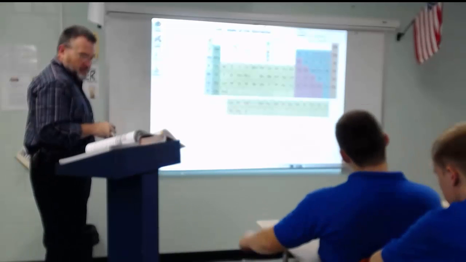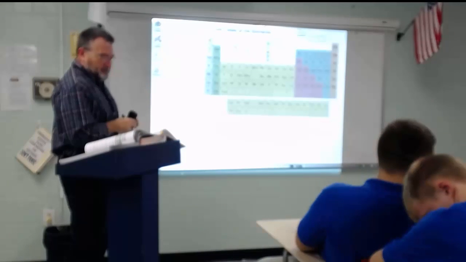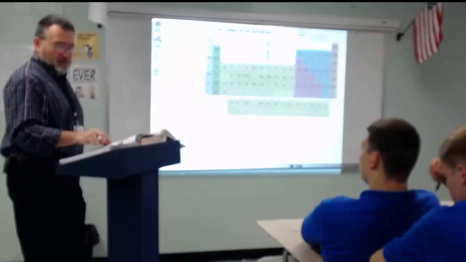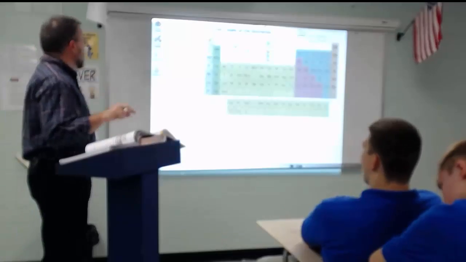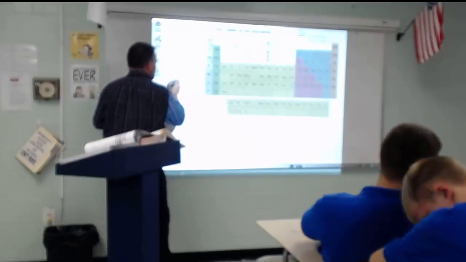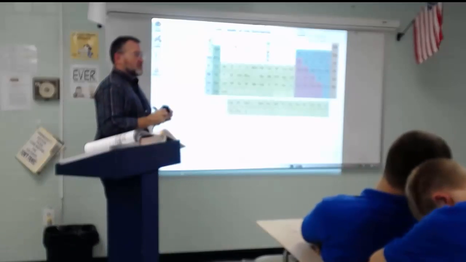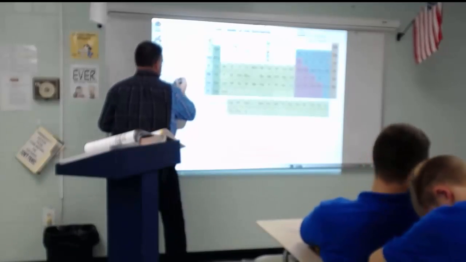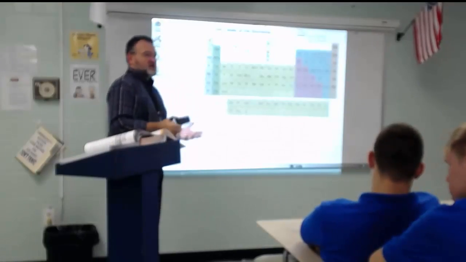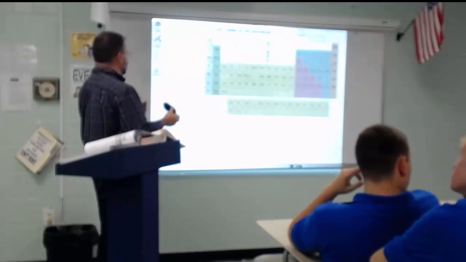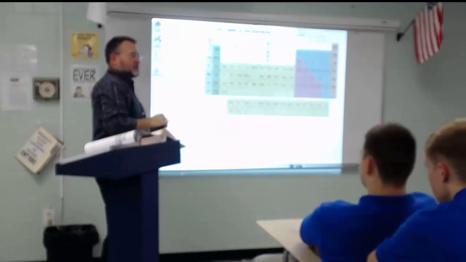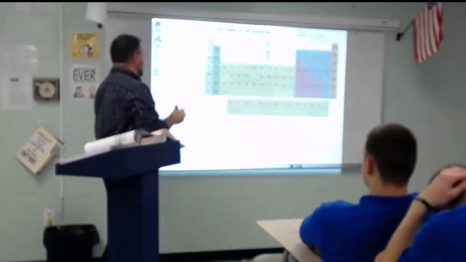The next question says, name 3 periodic properties of atoms. So we've already caught one on the board, right? Ionization energy. What's another name for ionization energy that I mentioned? Ionization potential. So ionization energy or ionization potential, that's one of those periodic properties. What's another periodic property we talked about? Electronegativity.